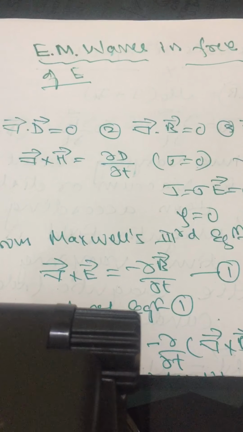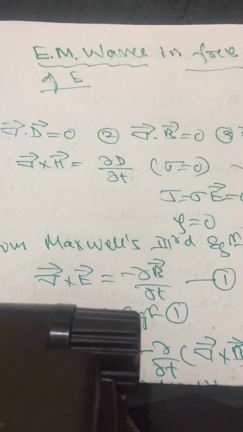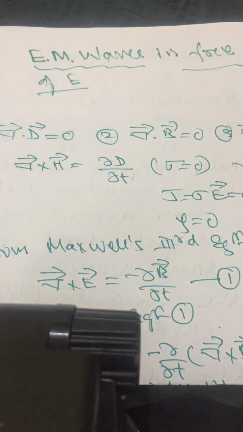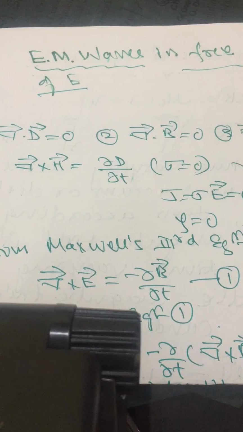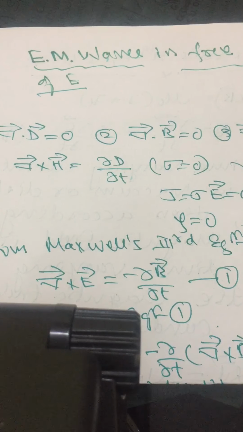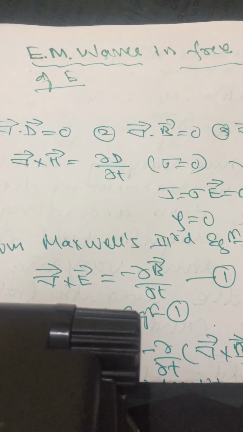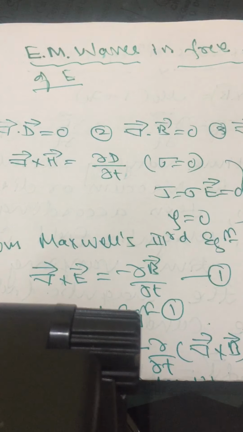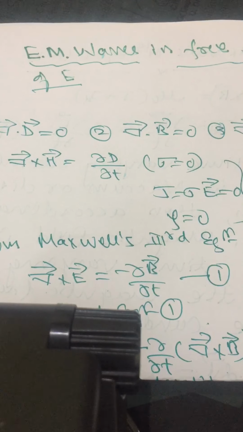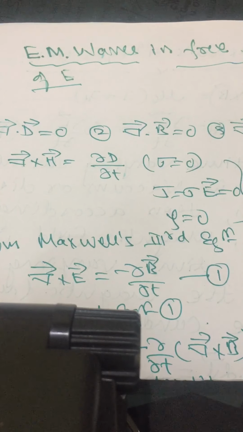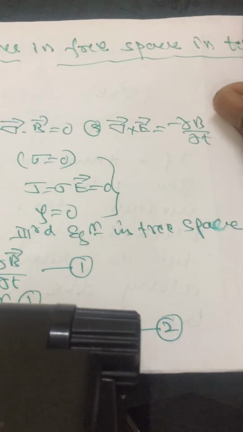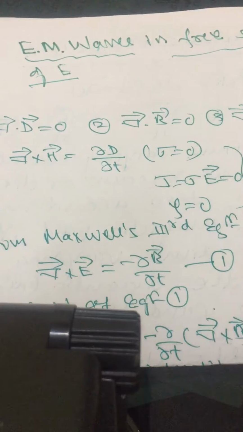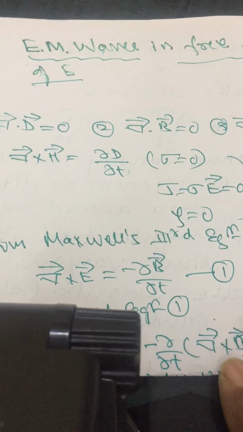Good morning, students. So far we discussed in video lectures Maxwell's equations, differential form, integral form, and derivations of all four equations in the differential form and their physical significance. Now the electromagnetic waves in free space, in terms of E or in terms of H, you can derive it.